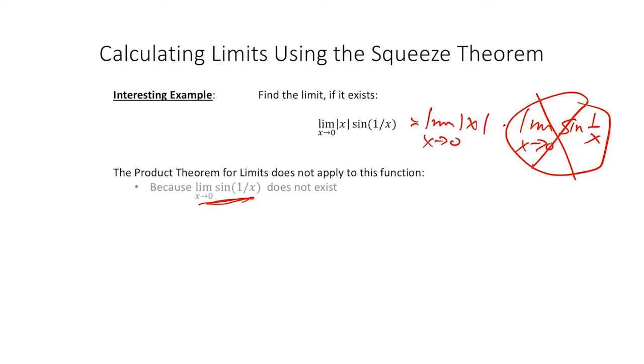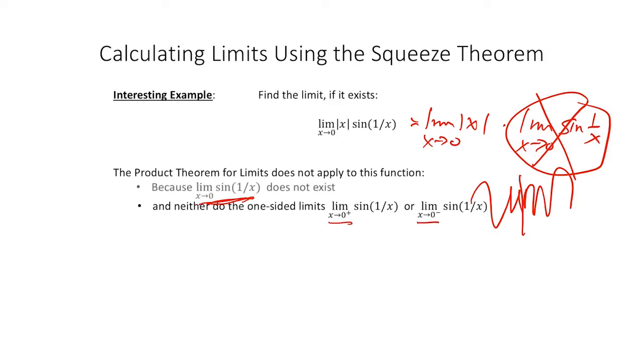because we're not allowed to write this. When you look at the graph of the function, the graph of sine of 1 over x doesn't settle in at a value as x approaches 0 from either side. And so in fact, neither of the one-sided limits from the right or the left of sine of 1 over x exists. So we might suspect that no limit exists, but when we look at it, we can use the squeeze theorem and see that the limit does exist. So how do we do that?